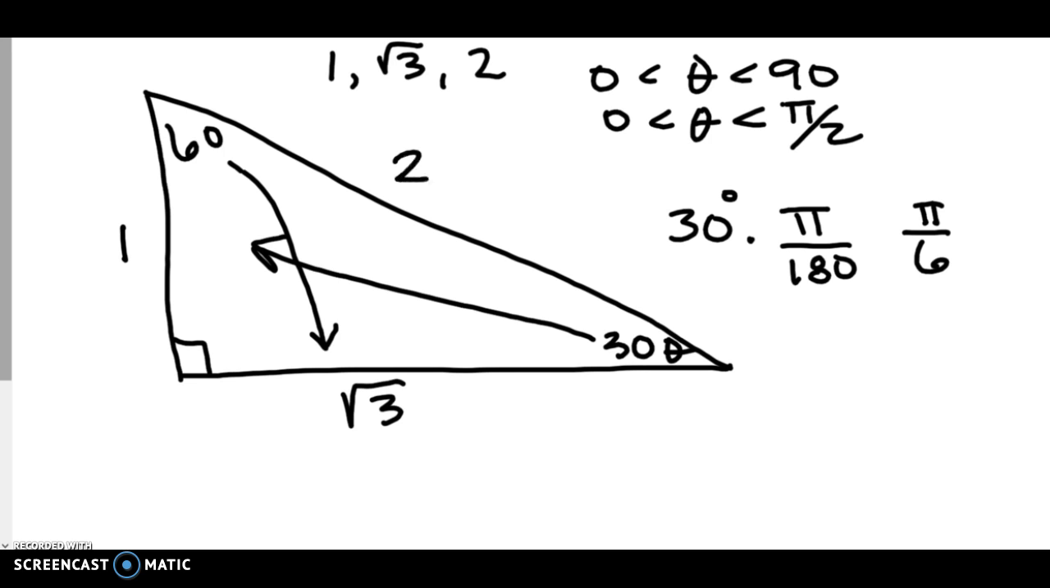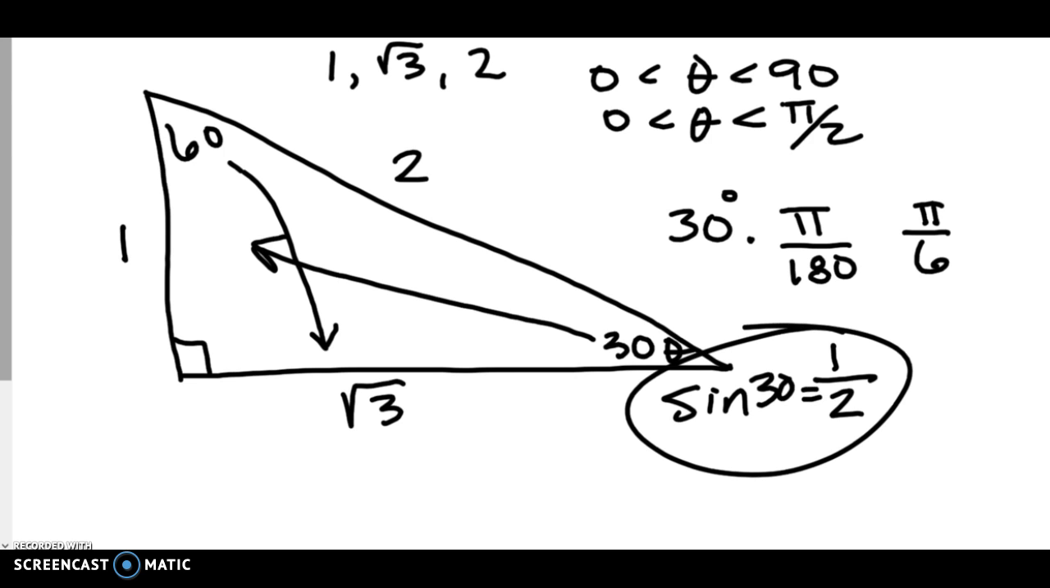Now if we look at finding the function value, the sine of 30 degrees, we know that that's opposite over hypotenuse. Opposite over hypotenuse would give us 1 over 2. The sine of 30 is 1 over 2. That's the second part of your table.